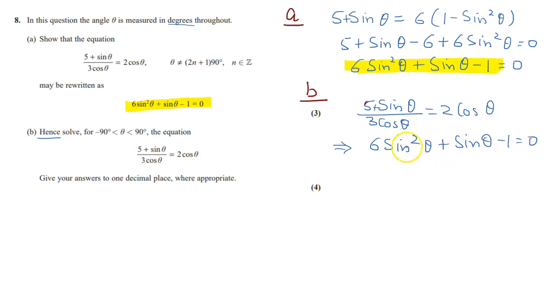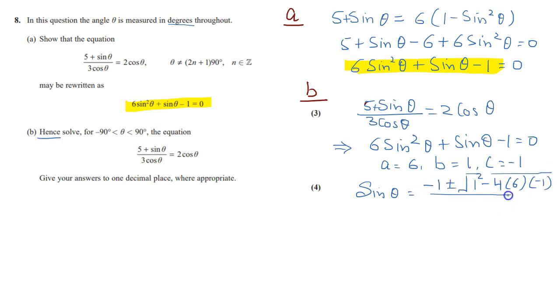This is a quadratic equation. So to solve this quadratic equation, let's say a is equal to 6, b is equal to 1 and c is equal to minus 1. So sine theta will be minus b plus or minus root of b squared minus 4ac, where a is 6 and c is minus 1, over 2a. So that is equal to minus 1 plus or minus root of 24 plus 1, 25. So root of 25 is 5, over 12.